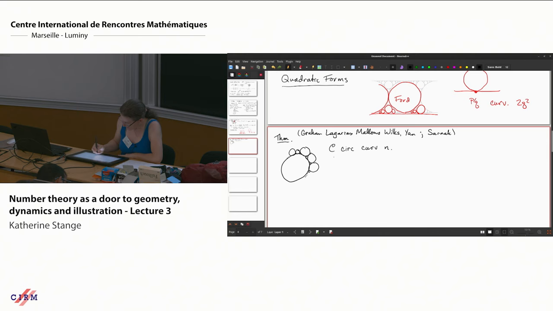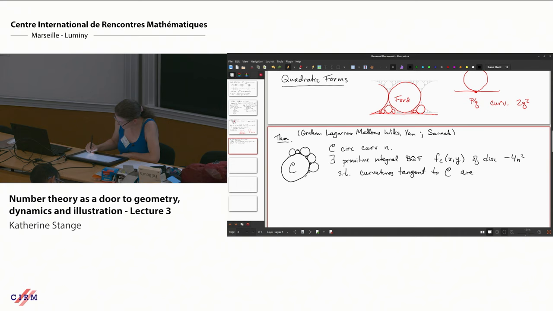Then there exists a primitive integral binary quadratic form, so in two variables, associated to C, whose discriminant will be minus 4n squared, such that the curvatures tangent to C are exactly the values of this form minus the curvature. So each one of them is translated, the translated values of a quadratic form. And I want the primitive values, which just means I'm plugging in x and y coprime, because otherwise I get these extra multiples.